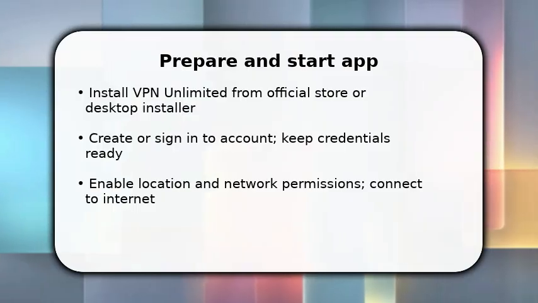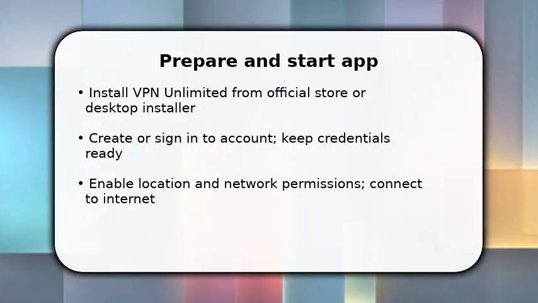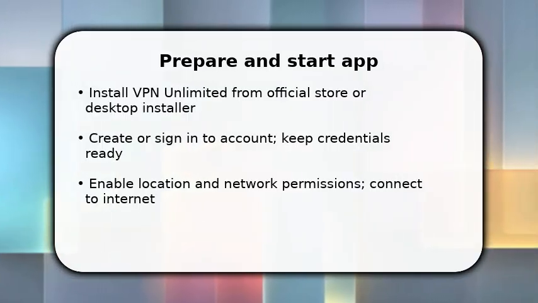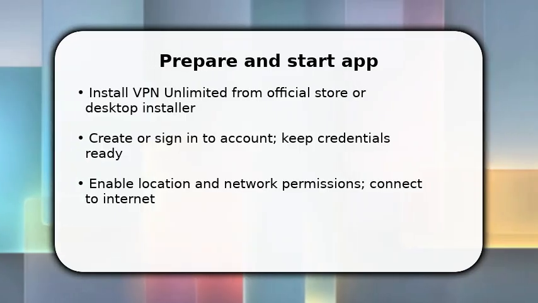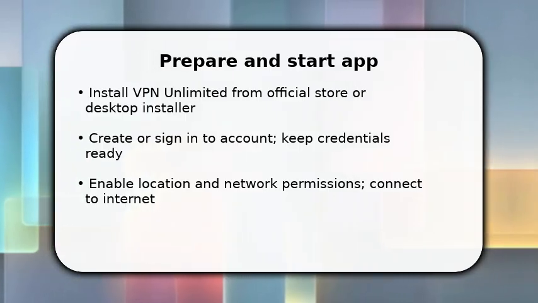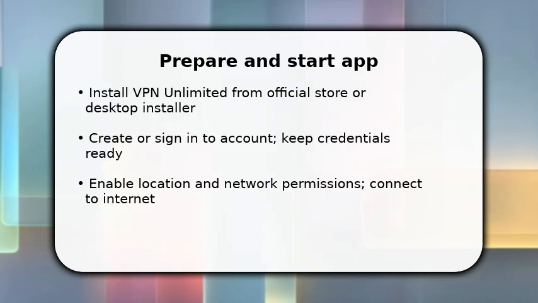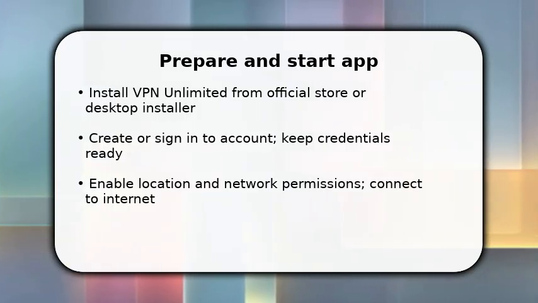You begin by installing VPN Unlimited and signing in. This authenticates the proxy feature. Once done, grant network and location permissions so the app can route traffic. Make sure you choose the device profile, desktop or mobile, because settings differ.